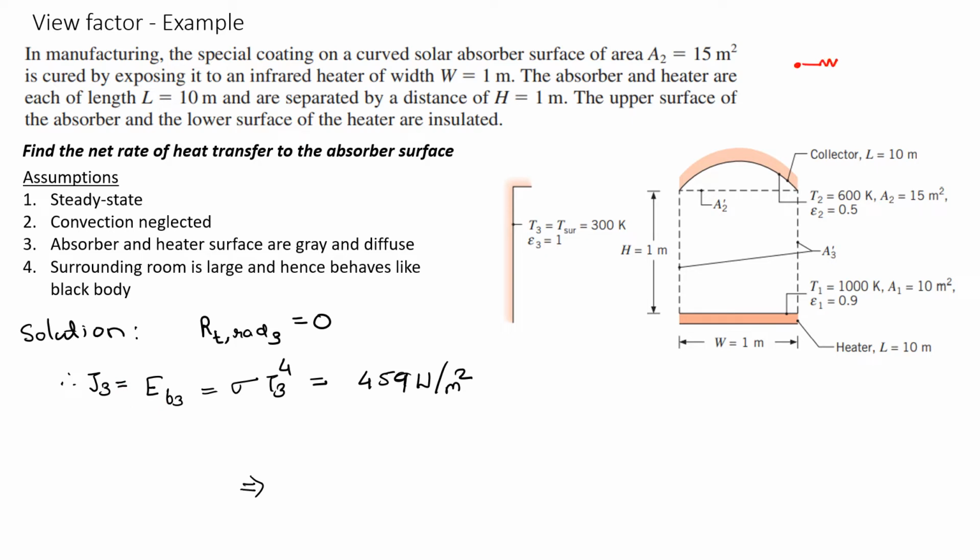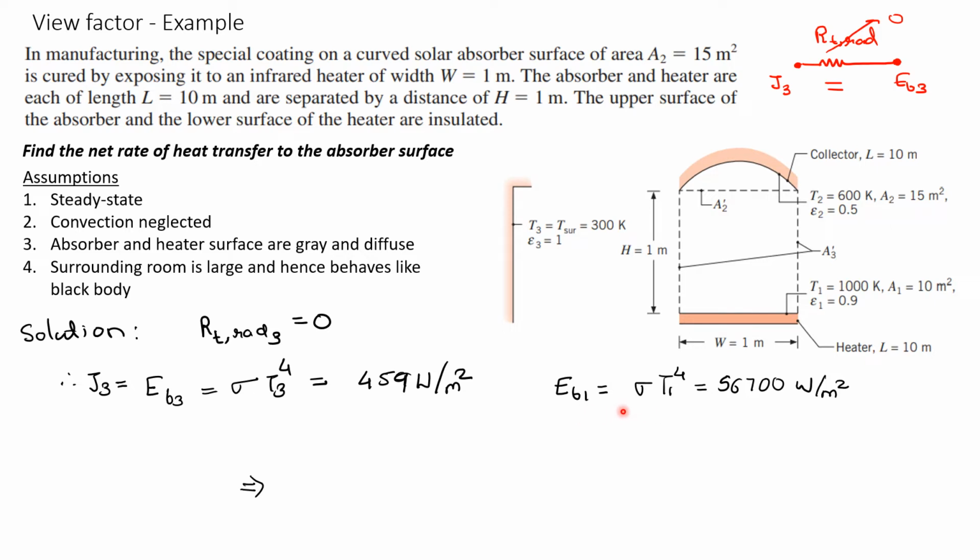If you remember, the potential across our surface resistance was J3 and EB3. So this was our driving potential. But if our resistance goes to 0, this means that our entire body is at an equal potential, which means that J3 is equal to EB3. So that's why J3 is equal to EB3. It's nothing but sigma T3 to the power 4, and plugging in the values of sigma and T3 gives us 459 watts per meter square.